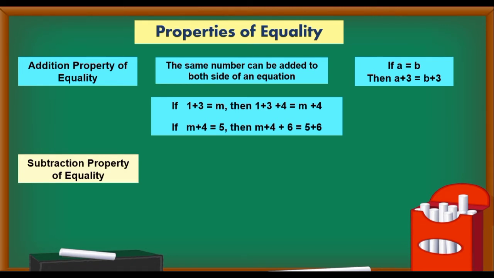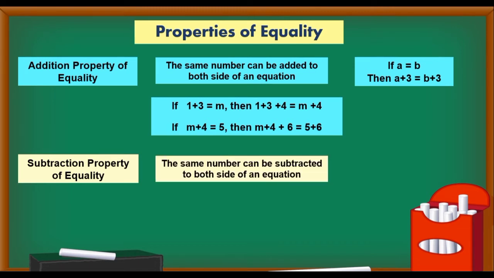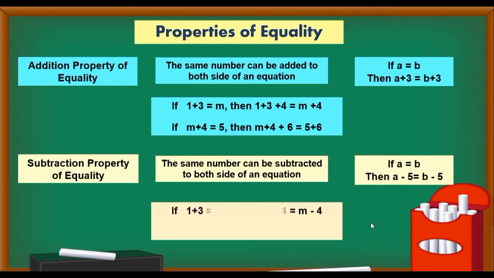Another one is the subtraction property of equality. So, ganun din po, kagaya siya sa addition property. Dito naman po, magsusubtract tayo both sides. So, given a minus 5 equals b, so kapag nagsubtract tayo ng 5 kay a, magsusubtract din po tayo ng 5 kay b. Another example, if 1 plus 3 equals m, then 1 plus 3 minus 4 equals m minus 4. So, dapat mag-subtract po tayo parehas or both side sa kanilang equation.